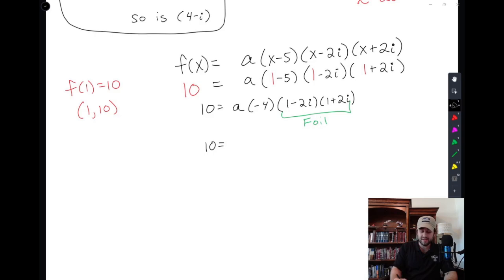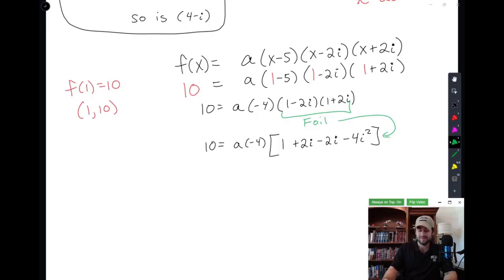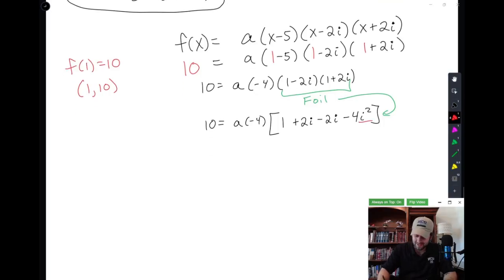And so 10 equals a times negative 4. The first term, 1 times 1 is 1. The outside term, positive 2i times 1. The inside term, negative 2i times 1. The last term, negative 4i squared. That was from FOIL. And if you remember back from when we did imaginary numbers, i squared isn't i squared. i squared is actually negative 1.